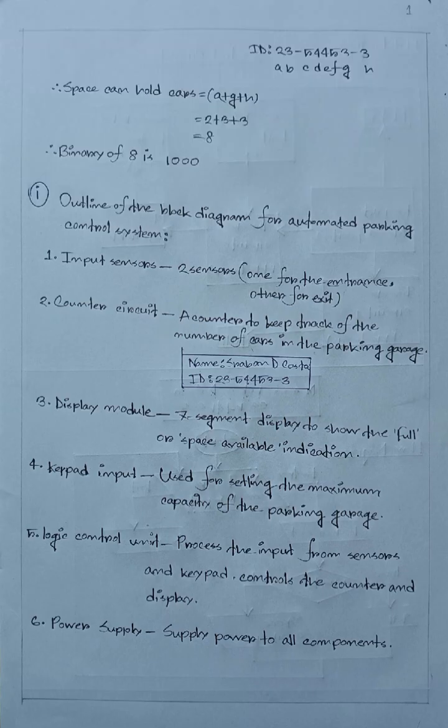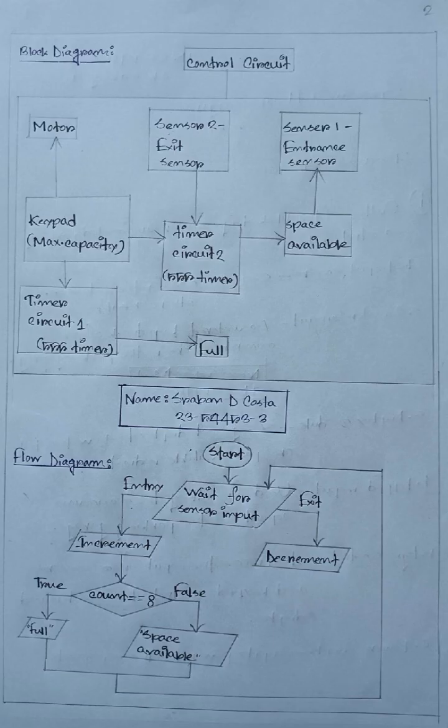In this video, I will explain my assignment for the course Digital Logic Circuit, which is a digital parking control system. To begin with, I created a block diagram and flow diagram that shows how the system works. At the entrance and exit of the parking garage, I placed sensors that detect the arrival and departure of cars. These sensors send signals to a counter circuit which keeps track of the number of cars inside the garage.